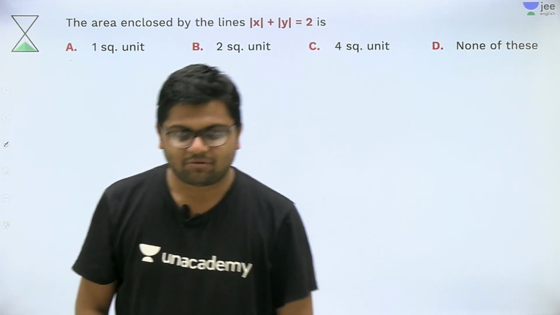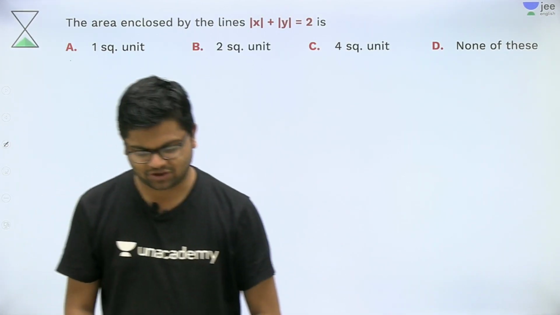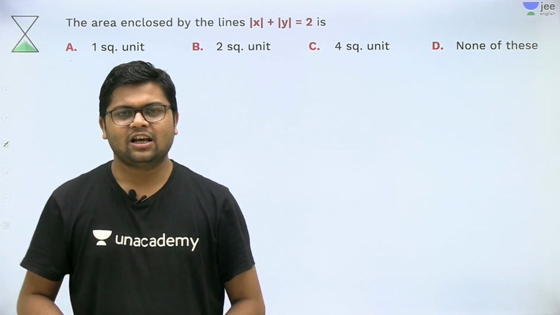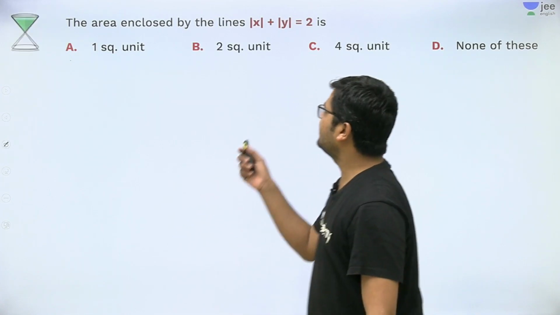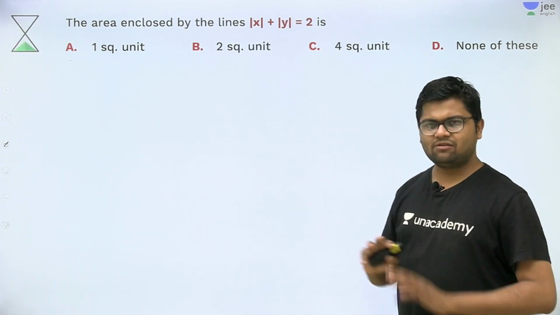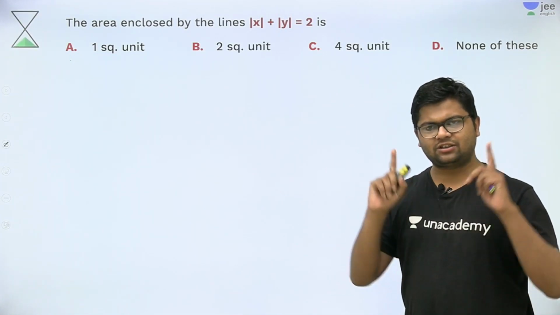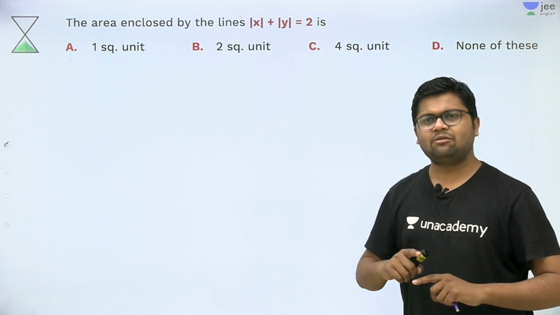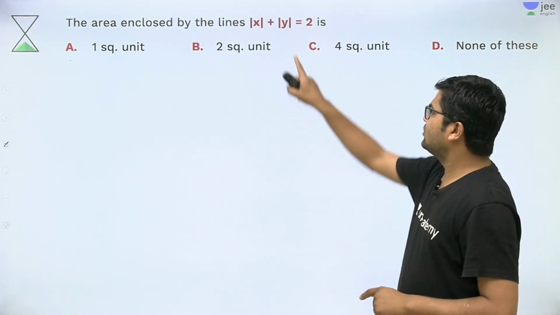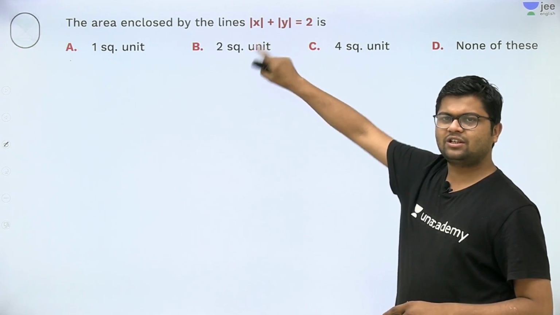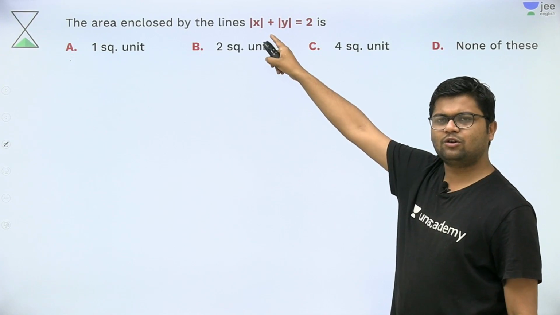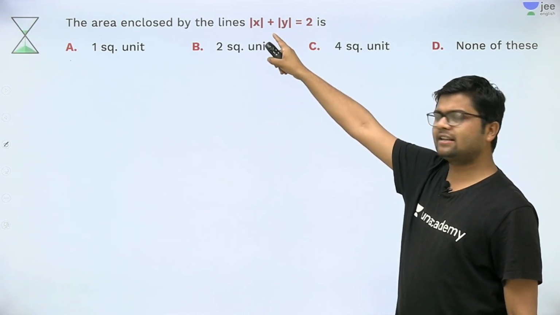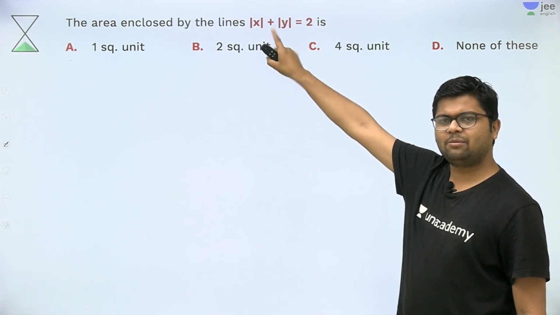Very good question, very difficult but very interesting question. The area enclosed by the lines mod of x plus mod of y is equal to 2. Students, since there is a modulus in the question, whenever a modulus comes in the question, I first deal with the modulus, then we will start doing the question. Modulus is dealt with according to the critical point: whenever x is positive, mod will open with a positive sign. Whenever x is negative, mod will open with a negative sign.